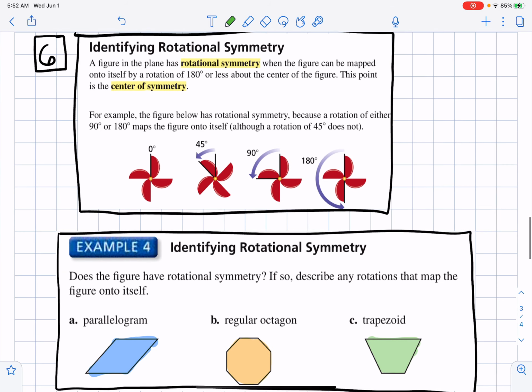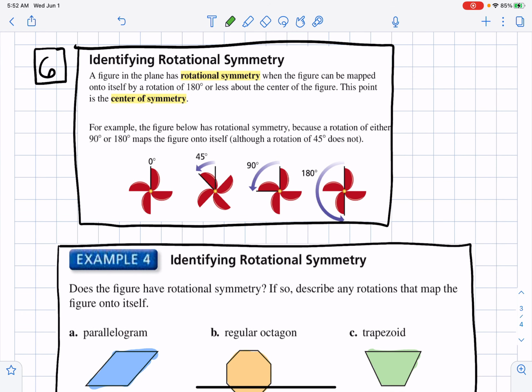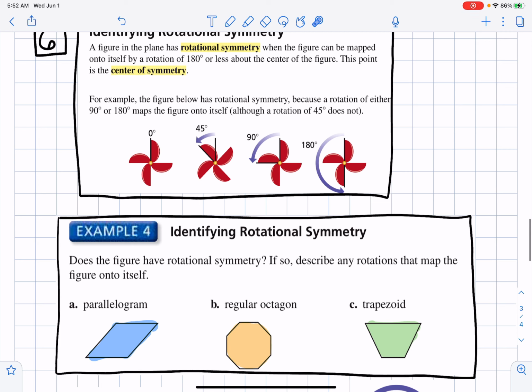Okay, last box of the lesson, box number 6, is all about identifying rotational symmetries. So the definition for us that we're going to be working with: a figure in the plane has a rotational symmetry when the figure can be mapped onto itself by a rotation of 180 degrees or less about the center of the figure. So this point down here as an example, the center point, is called the center of symmetry. So this figure right here has rotational symmetry.